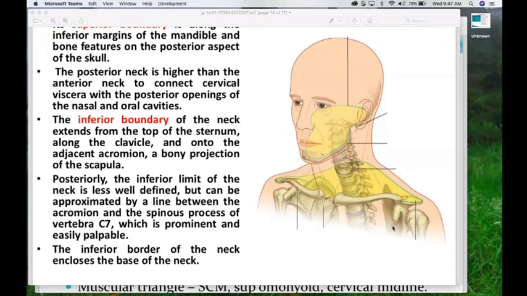The inferior limit is not well defined but can be approximated by the line between the acromion and the spinous process of vertebra C7, which is prominent and easily palpable.